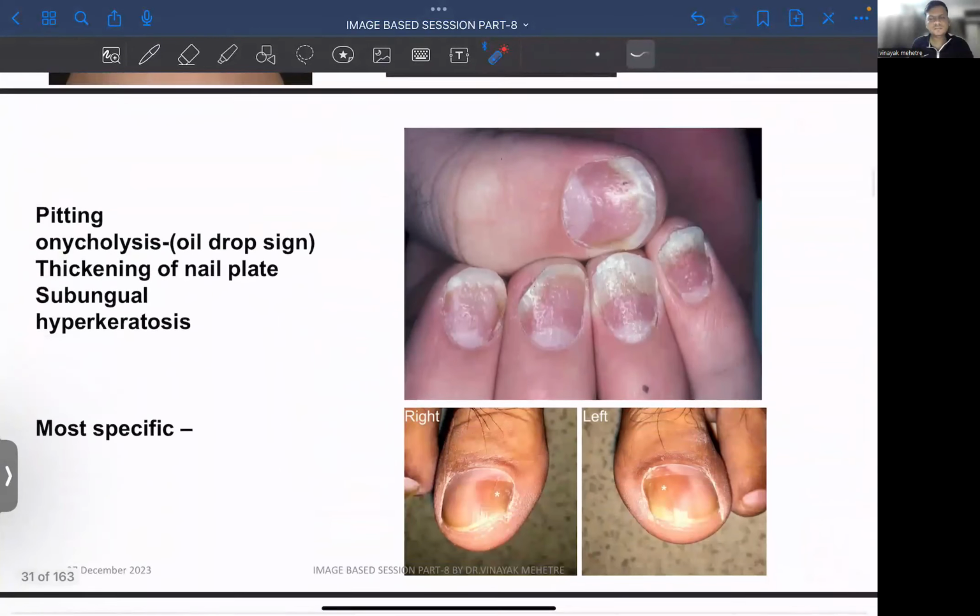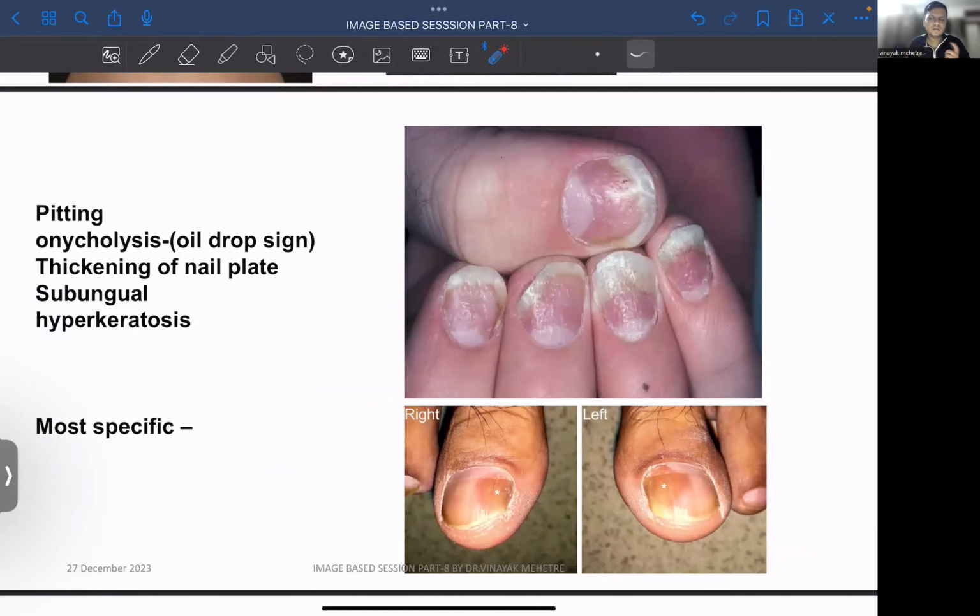Now we come to some one-liners which they are asking again and again. First one is nail changes in psoriasis. Now tell me which is the most common type of nail change in psoriasis. And there is one more question, most specific nail change. Remember, this will confuse you. Pitting is the most common nail change. Okay, most common nail change.